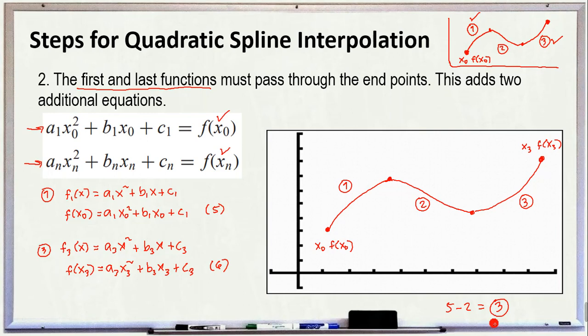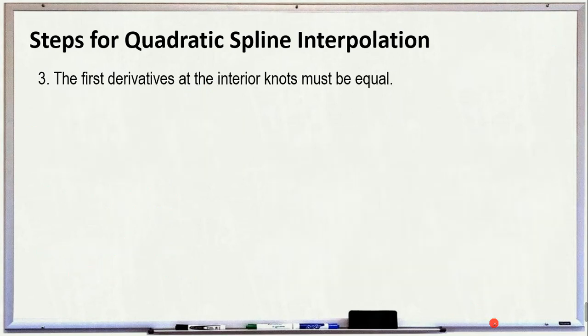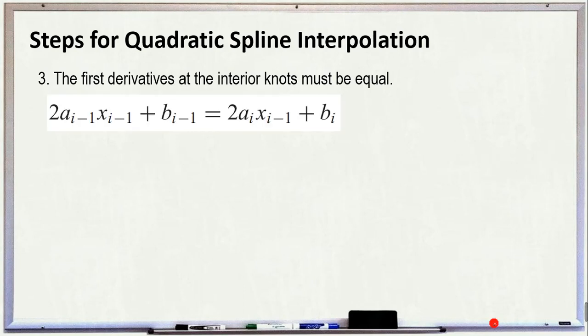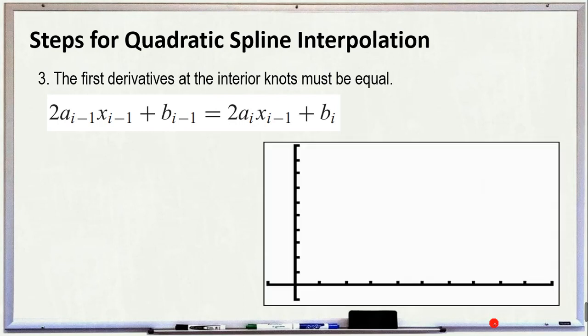Nakuha ra. So ang mga endpoints ra ni siya, it talks about the endpoints. The third one is it talks about the first derivatives. So ang first derivatives daw at the interior knots must be equal. Okay? So ang mga interior knots na po diri ang imong i-consider. So sa ato ang example, mo na ang representation, no?